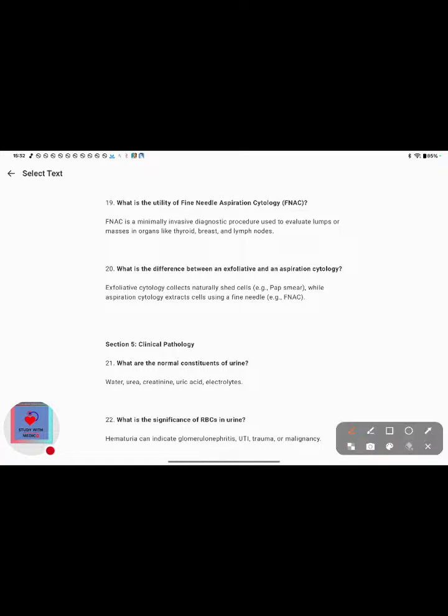What is the utility of fine needle aspiration cytology? FNAC is a minimally invasive diagnostic procedure to evaluate lumps or masses in organs like thyroid, breast.